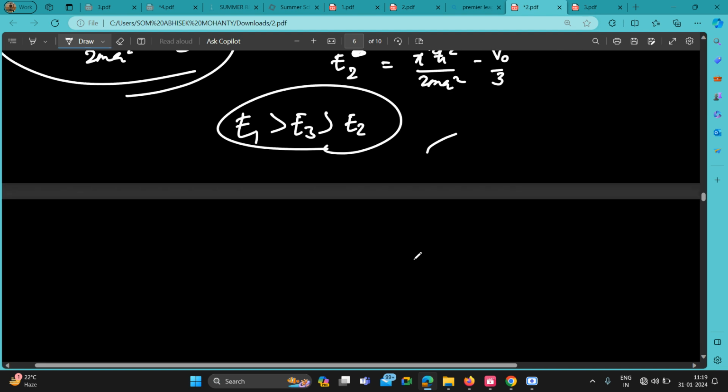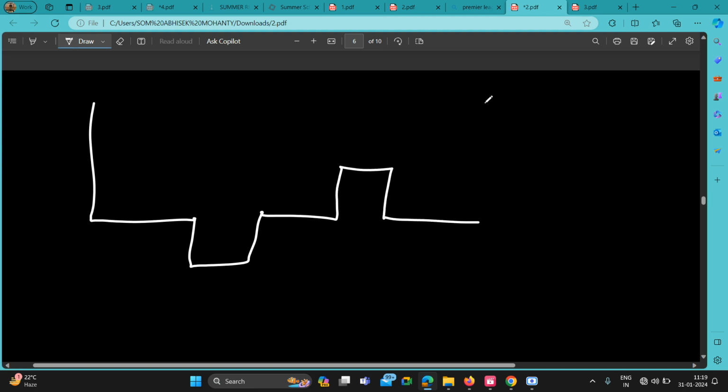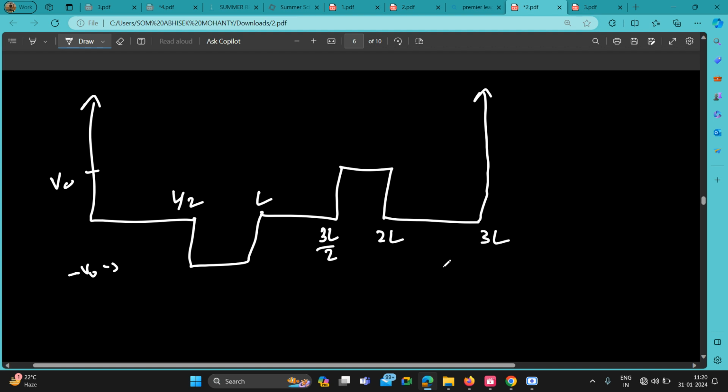Another question like this. It's just a revision class, that's why I'm going very fast. V naught is minus V naught. L by 2, L, 3L by 2, 2L, 3L. Okay.